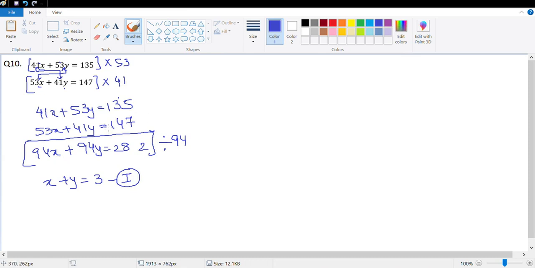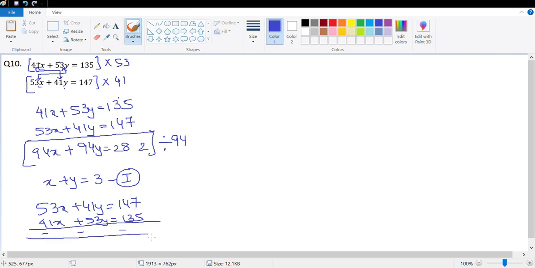Next, now let's subtract these two equations. So we have 53x plus 41y is equal to 147 and 41x plus 53y is equal to 135. Let's subtract. So when I subtract, the sign changes, and what we have is 53 minus 41, that's 12. This is minus 12, and this is 147 minus 135, that's also 12. Now divide both sides of this equation by 12 because 12 is a common factor here, and I get x minus y is equal to 1. That would be our equation 2.